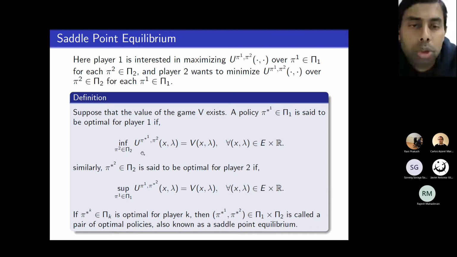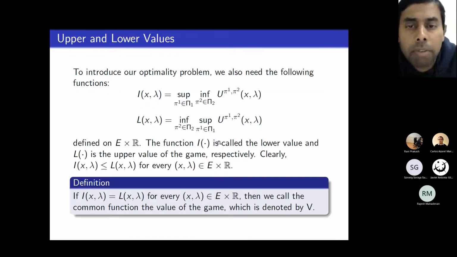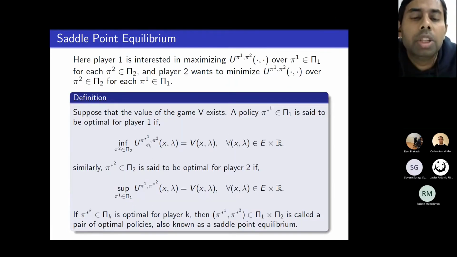Remember, you see what it says, because what is V x lambda? V x lambda is basically a sup. So what this is telling is that this pi 1 star is achieving the supremum. So this is the optimal policy for player 1. Similarly, you say pi star 2 is optimal for player 2 if the infimum is attained at pi star 2. Or in other words, this is equal to V x lambda. Fine.